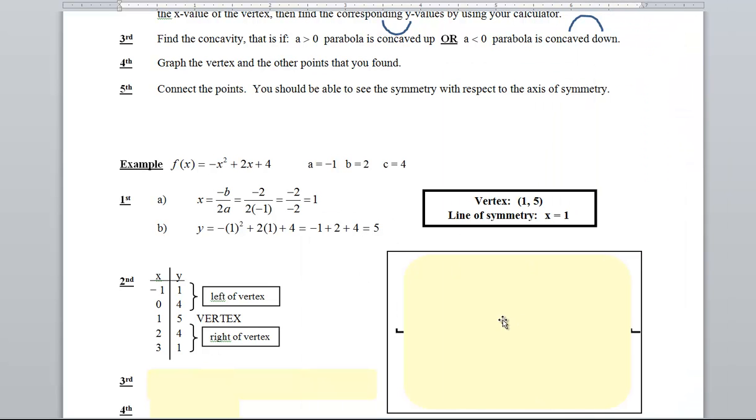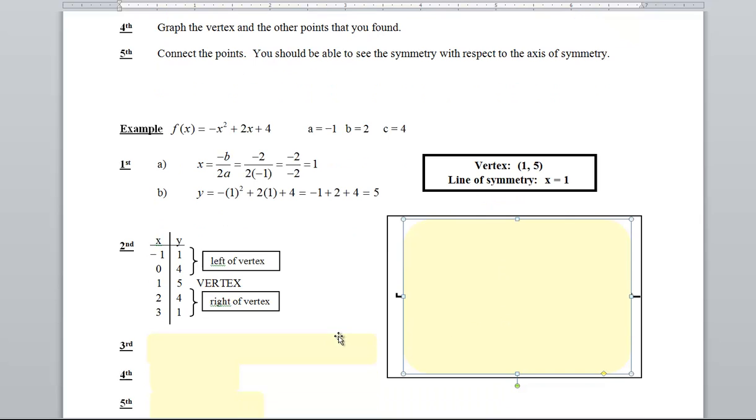So let me put this down. So let me see, where am I? Oh, I'm not here yet. Sorry, I'm getting excited here. Step 3, I need to indicate concavity. My A value is negative 1, so it should be concave down. Okay. 4th, graph the vertex and other points you found.